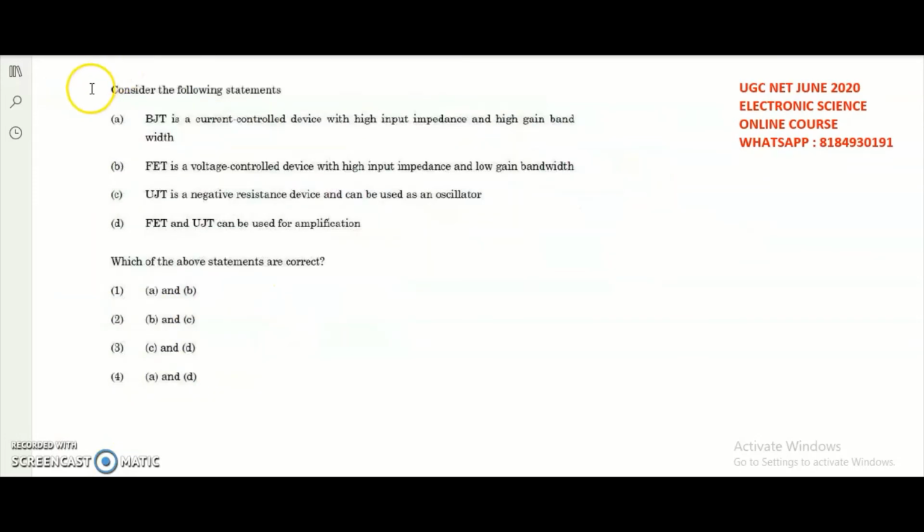And now, coming to this fifth question, consider the following statements. Here they have given BJT, FET, UJT. BJT is a current control device, FET is a voltage control device, and UJT is a negative resistance device. FET and UJT can be used for the amplifications. Out of these A, B, C, D, they are asking which statements are correct.